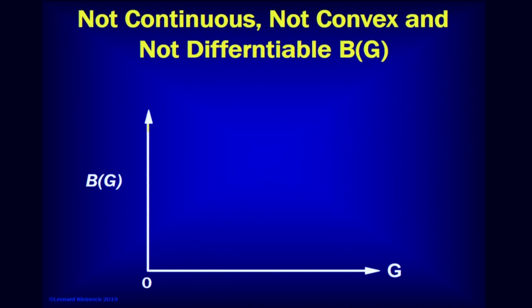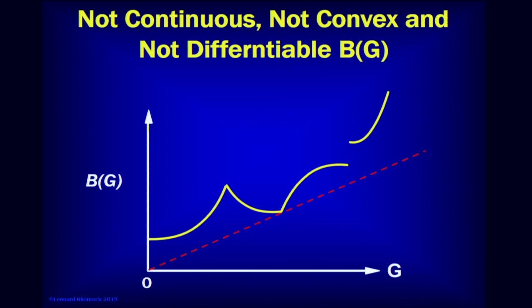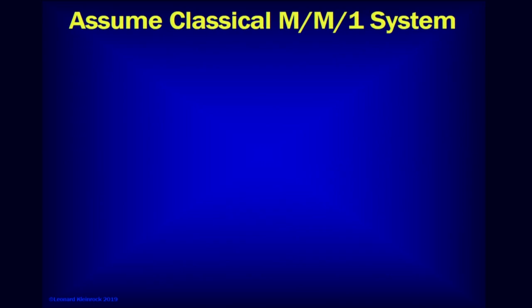And let's generalize a little bit. It's not continuous, it's not convex, it's not differentiable, some crazy function. Where should you operate? The answer is at a line out of the origin which touches the function with minimum slope. So graphically, it's very easy to find the optimum operating point for any function of bad versus good. So it's a highly generalized function.